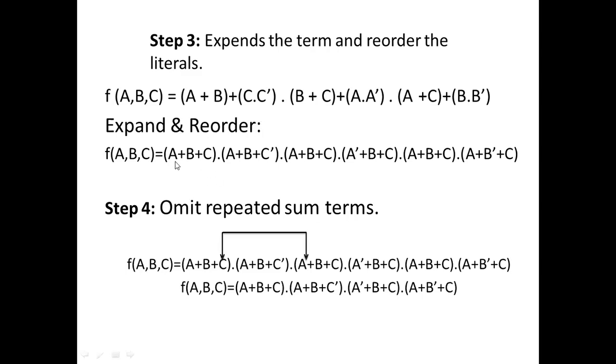Once we get to the third step, we have to omit the repeated sum terms. We have repeated sum terms in front of you: ABC, ABC, ABC. This will be the repeated term, so we write it down only one time: A plus B plus C dot A plus B plus C bar dot A bar plus B plus C dot A plus B bar C. If the question says convert that POS to the standard POS form, we have to follow these 4 steps. Clear everyone?